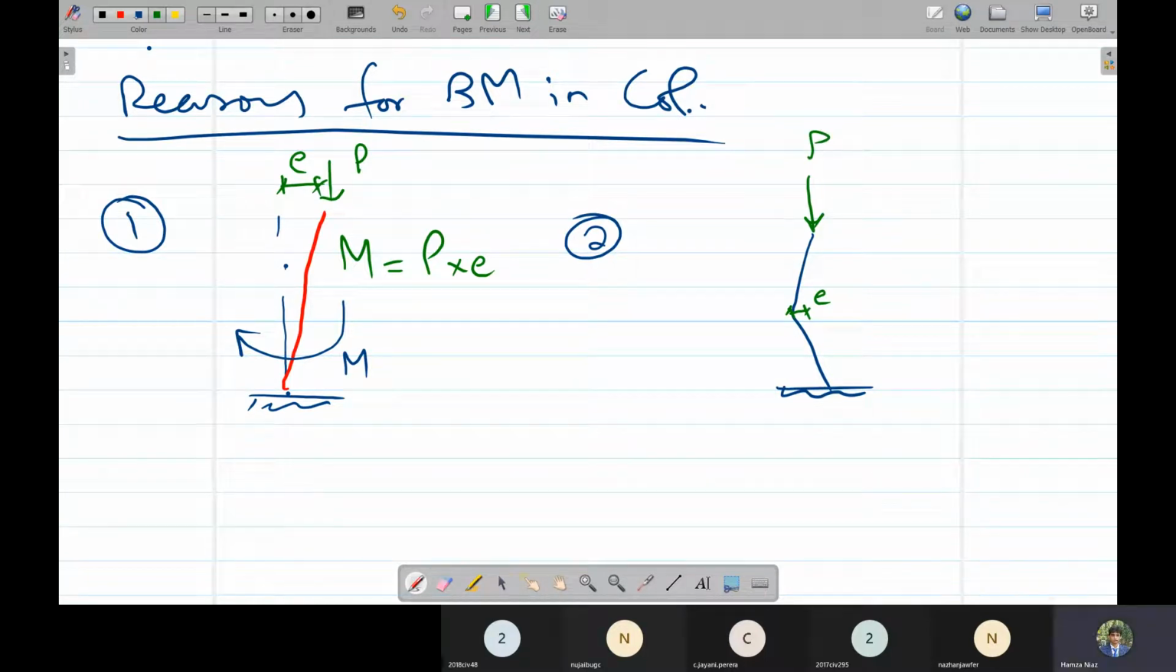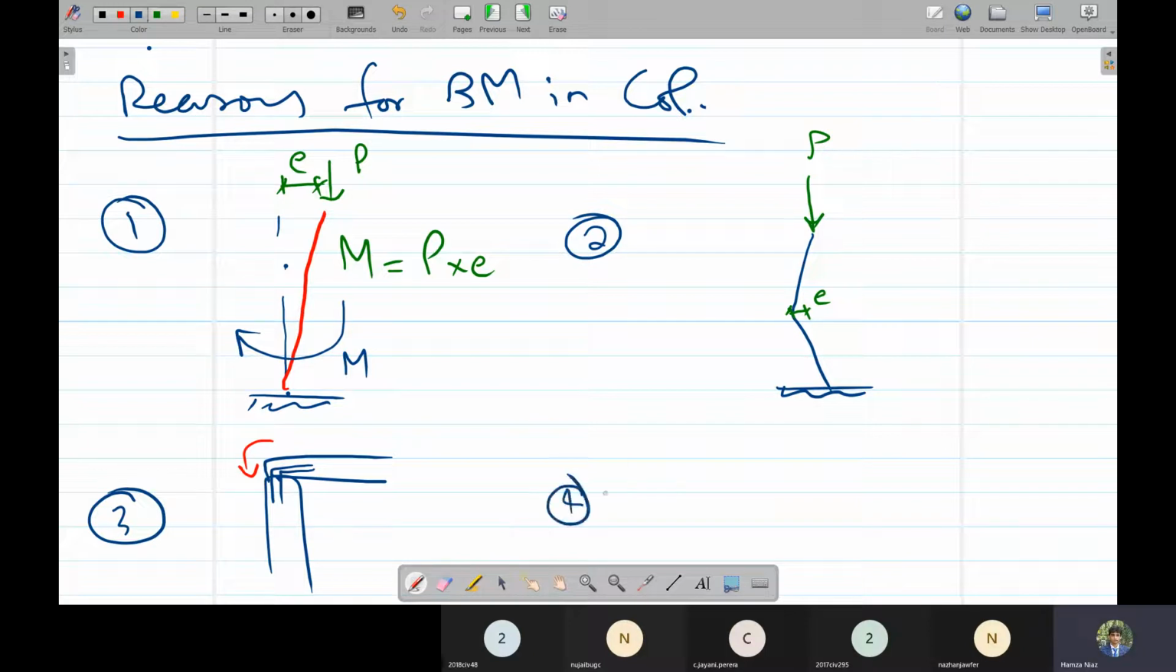The third reason is that moment can be transferred from beams. For example, this is a column and this is a beam. They both have a rigid connection, for example, they are both monolithically cast, or there is steel going from beam to column. This steel would transfer bending moment from beam to column. So whatever the bending moment is at the ends of the beam would be transferred to the column, and this would produce a moment in the column.